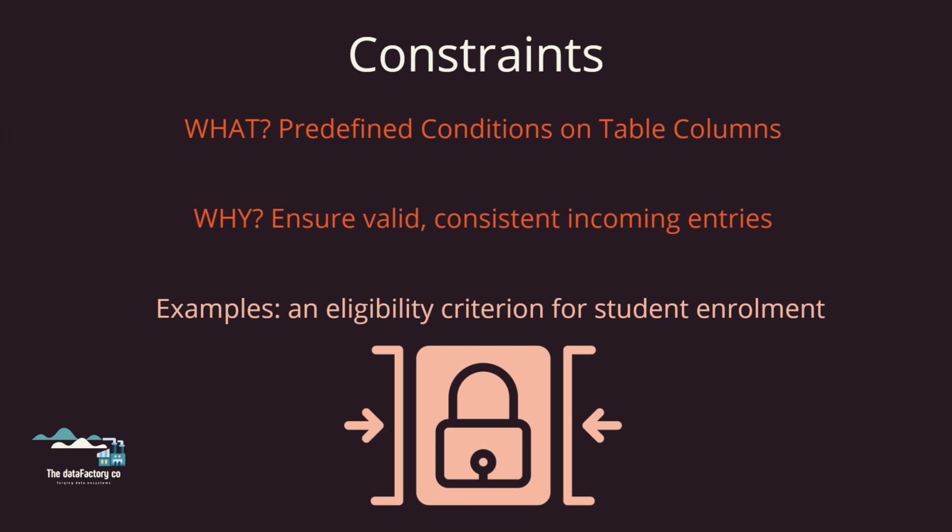Say, for example, we can apply a simple eligibility criterion for student enrollment into universities, right? Such that students above the age of 18 but less than 40 can register for courses that are being offered in the university, all right? Let's move on to the next slide.